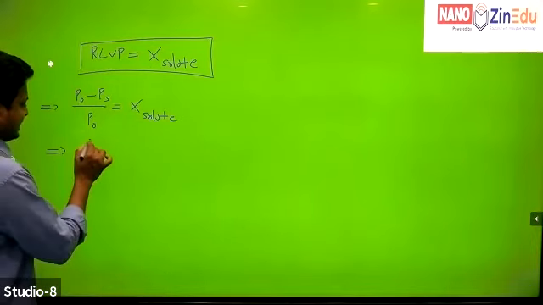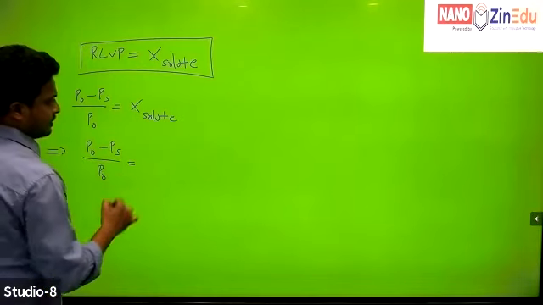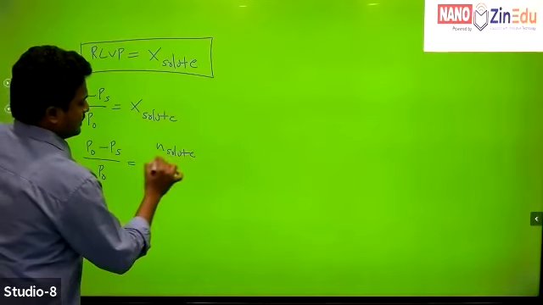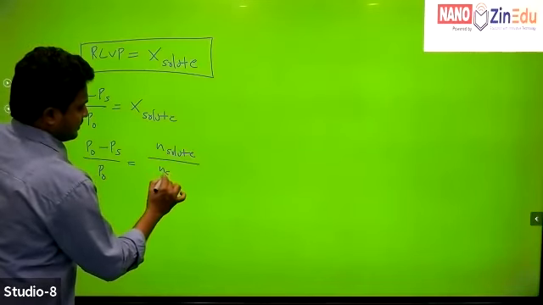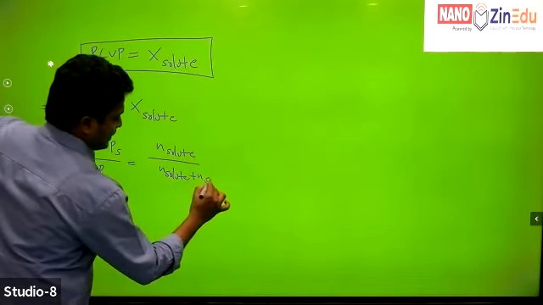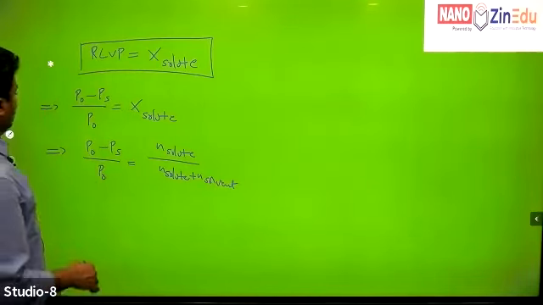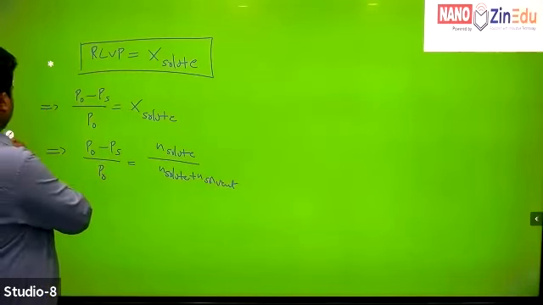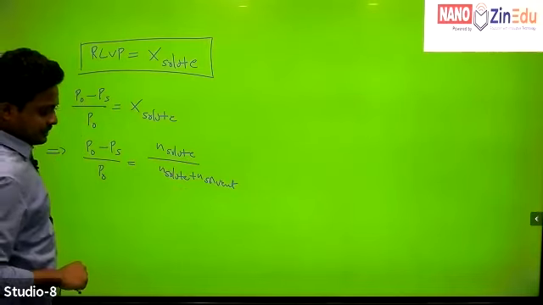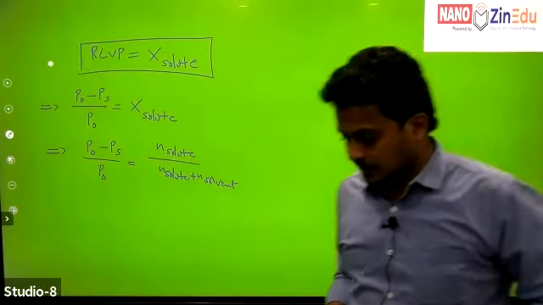Yesterday we discussed it. P naught minus Ps by P naught is equal to the number of moles of solute over the number of moles of solute plus the number of moles of solvent. Number of moles of solute by number of moles of solute plus number of moles of solvent. Now see.